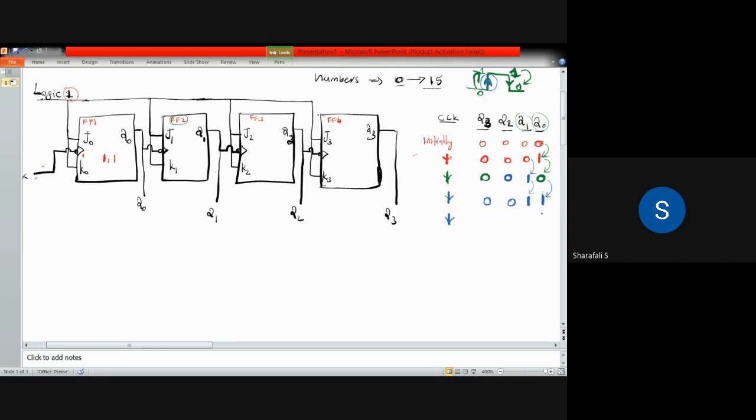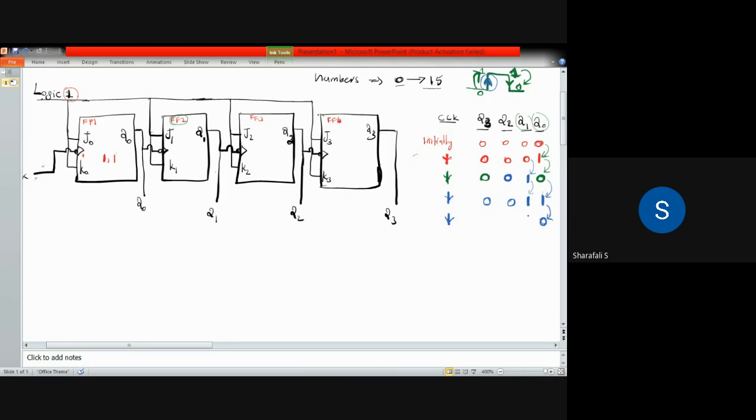this Q0 again toggles because we are applying the clock pulse directly there. So this will change again to 0. Now you can see it is changing from 1 to 0, which means that it is at the negative edge. That is the Q0 value which is changing, and that Q0 at the negative edge we are applying to the second flip-flop.